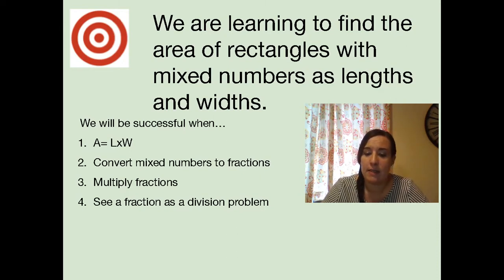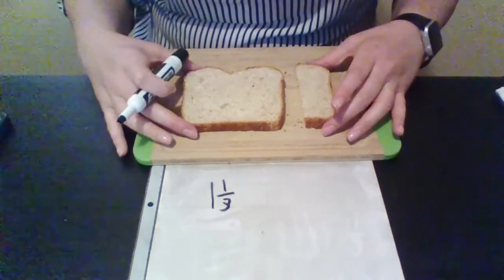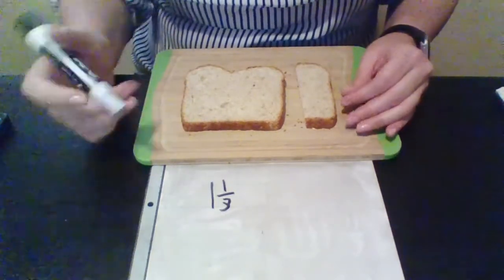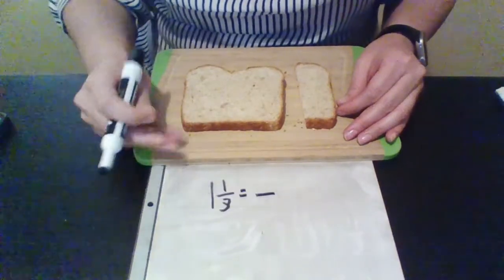We have to remember our skills for multiplying fractions, which is numerator times the numerator and denominator times the denominator. And then when we finish, we have to look at that fraction that we have as a division problem, remembering that our denominator is always the divisor. So for my lesson today, we are going to need to know how to take a mixed number and convert it into an improper fraction.